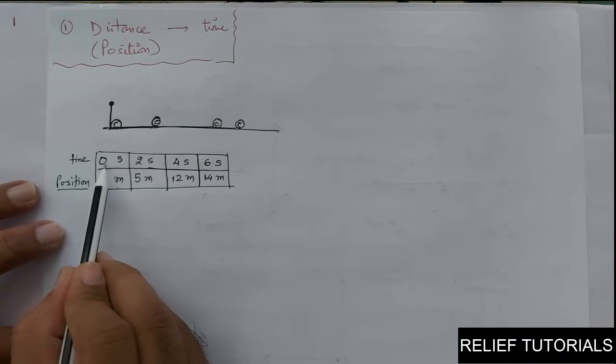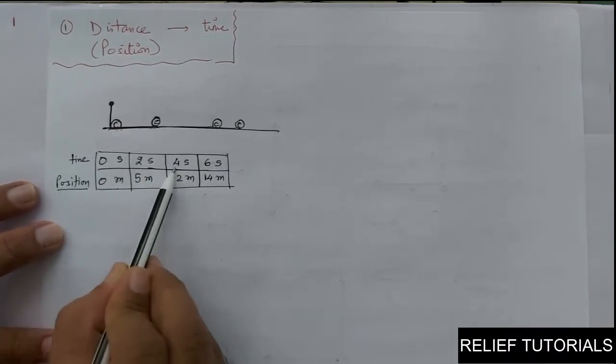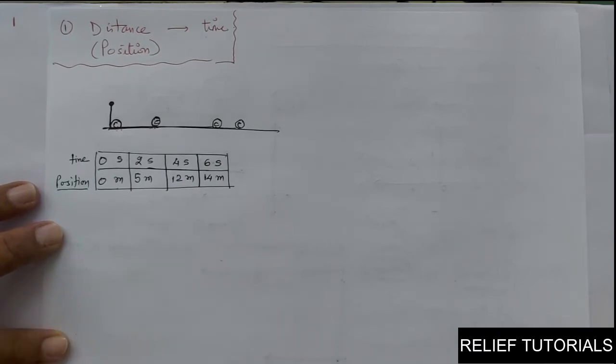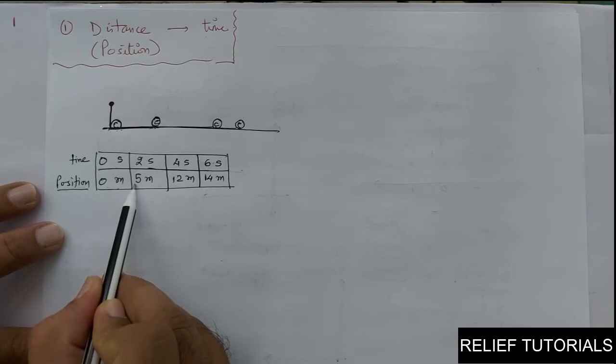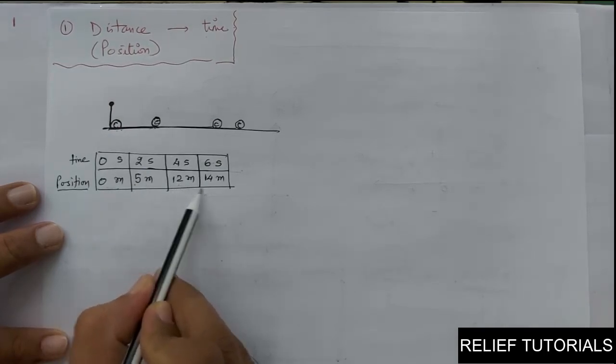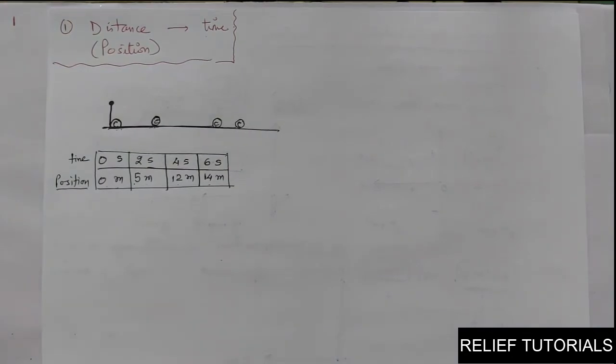If you see the readings, see the time intervals, each of 2 seconds. Look at this, 0 to 2, 2 to 4, 4 to 6. So we have kept the time interval the same, but look at the distance traveled: in the first 2 seconds it is 5 meter, in another 2 seconds 7 meter, and then only 2 meter. So distance traveled in the equal time interval is not the same. So the type of motion is non-uniform motion.